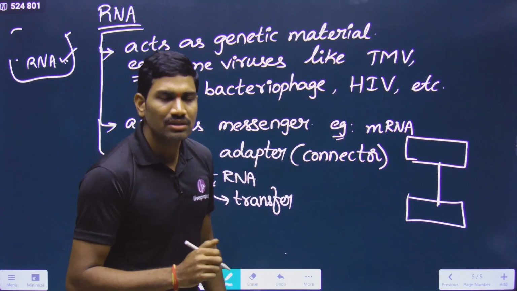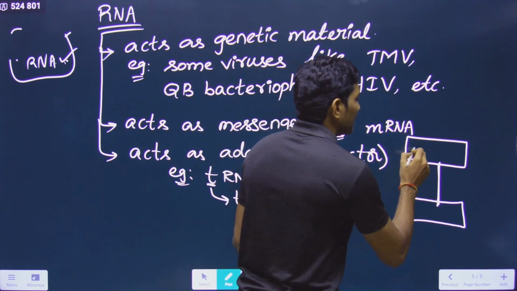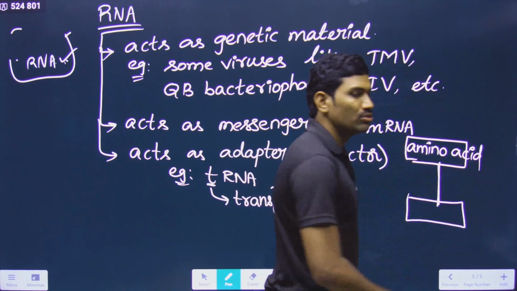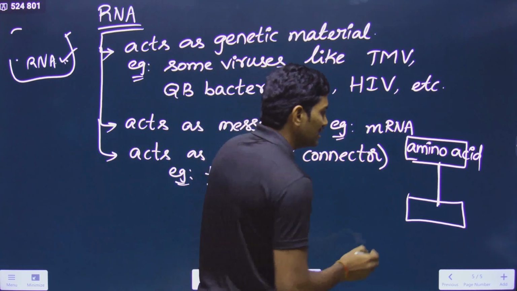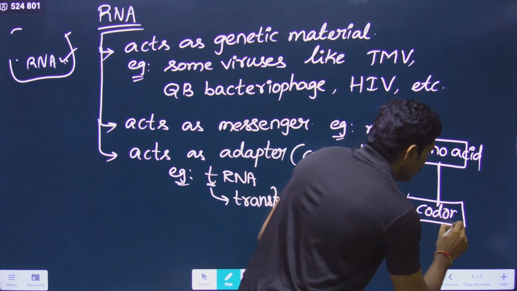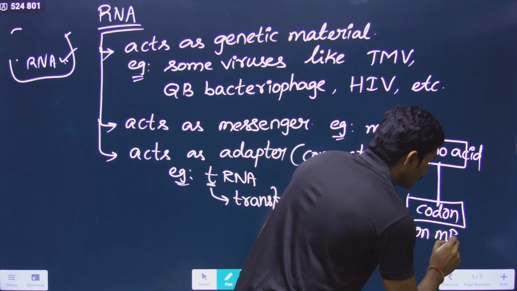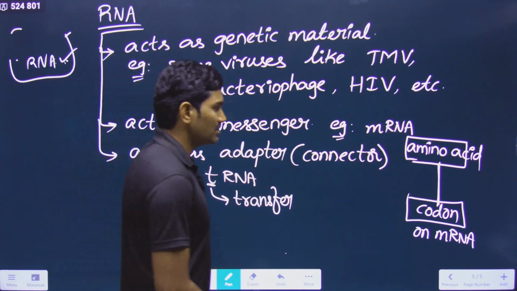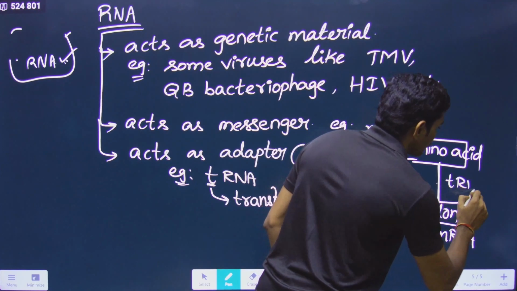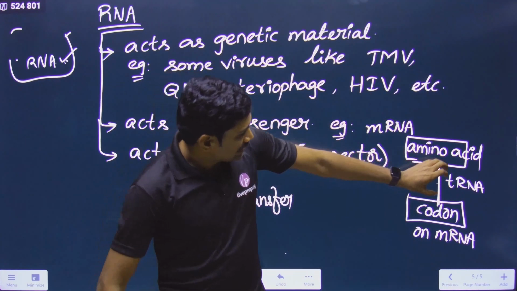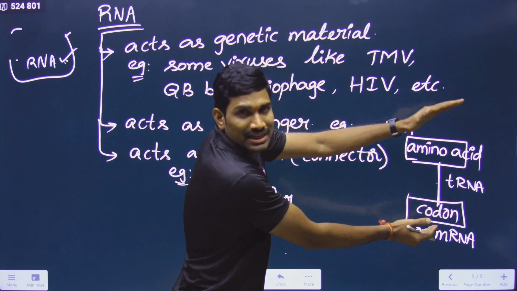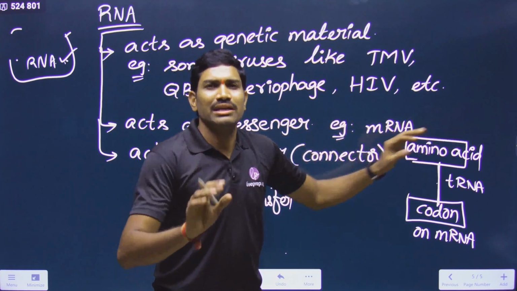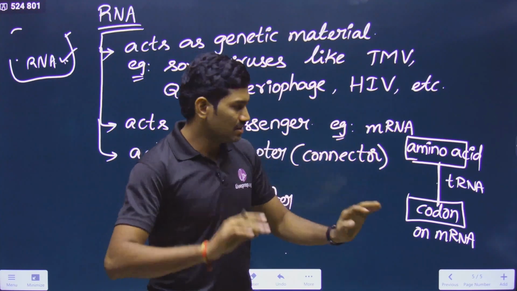What are these two things? So tRNA, on one side, is attached to an amino acid, and on the other side it is attached to a codon present on mRNA. Please understand this. This line is tRNA. So tRNA is connecting two things. Don't worry about what a codon is. Slowly we will study. Simply understand this.